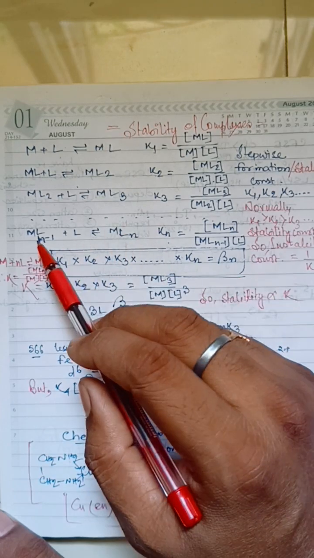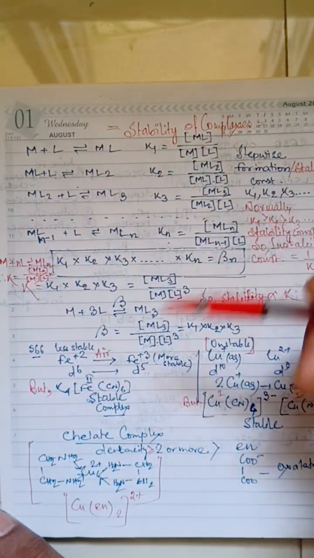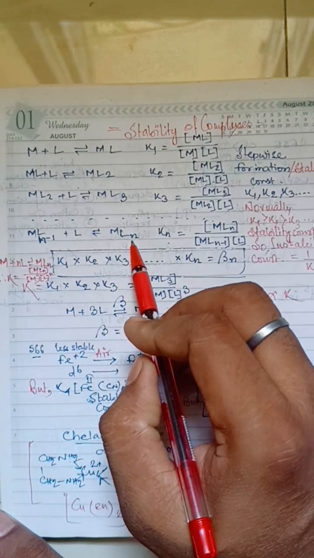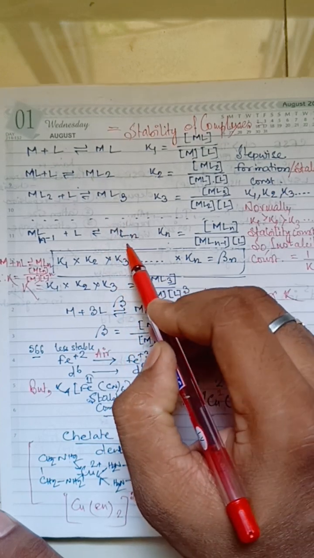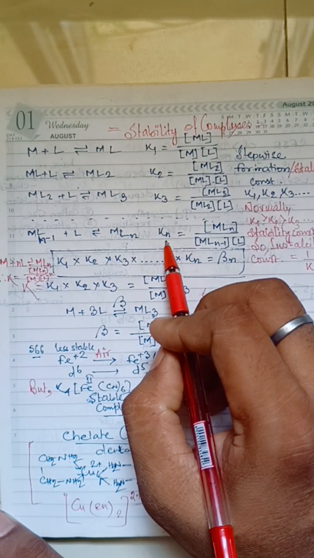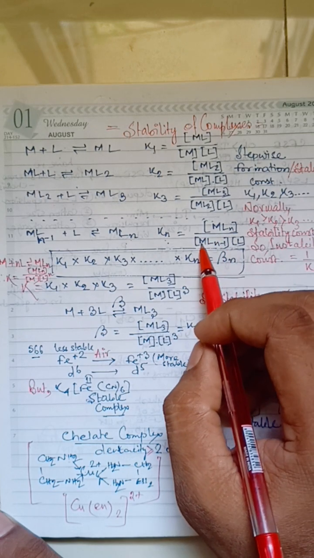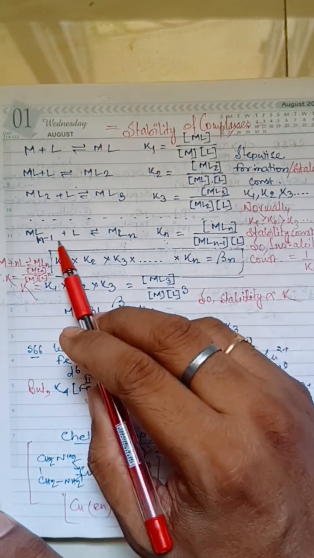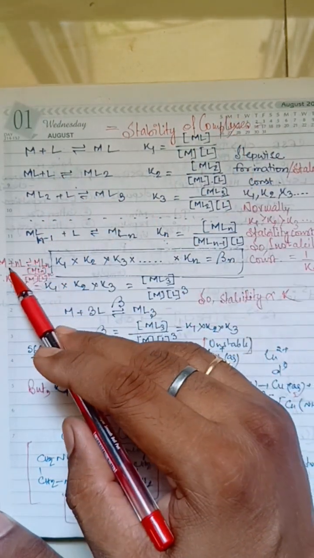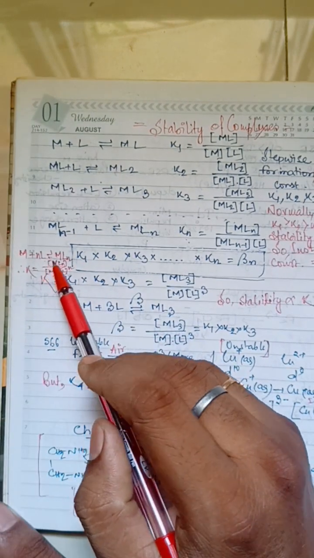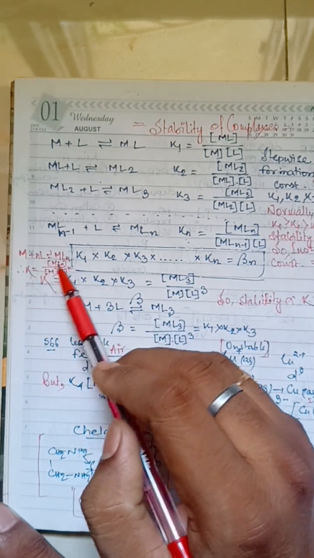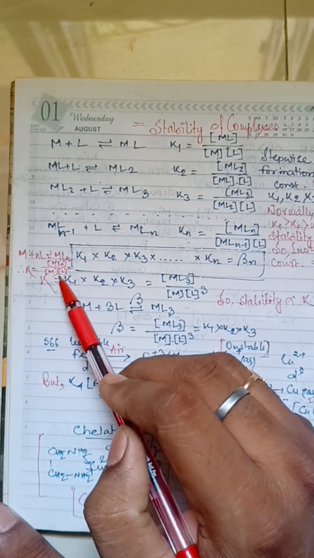In this scenario, if it occurs again and again, then ML(n-1) plus one ligand forms MLn. This MLn is the product and these are the reactants, so Kn, the equilibrium constant for this reaction, will be MLn divided by ML(n-1) times the ligand L. Now, if the total reaction occurs like this, that is M plus nL forming MLn, the equilibrium constant K will be equal to the concentration of the product by the concentration of the reactants, like this.